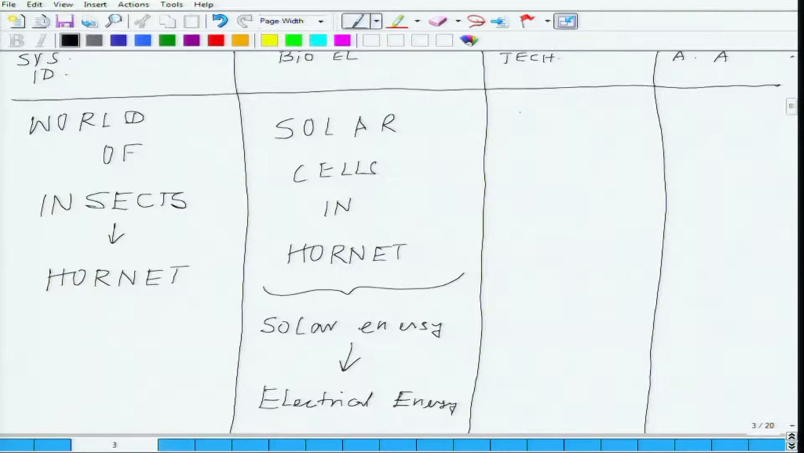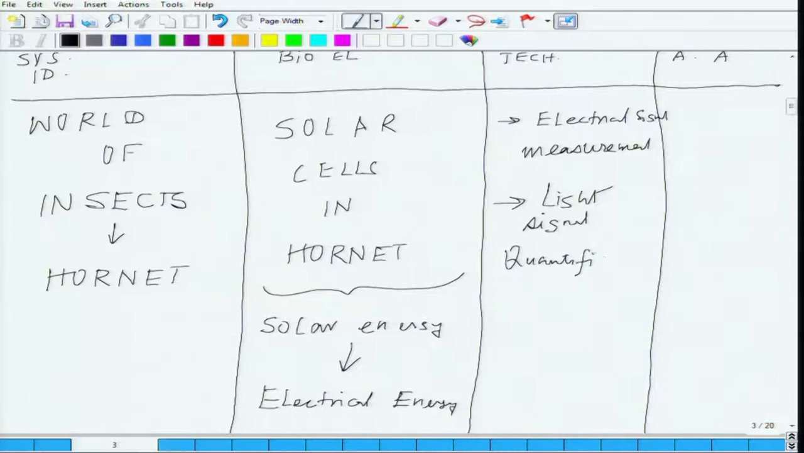And of course, the different techniques which will be used will be mostly electrical signal measurement, and apart from it, we'll have light signal quantification. And among the advanced applications, future energy harvesting strategy.